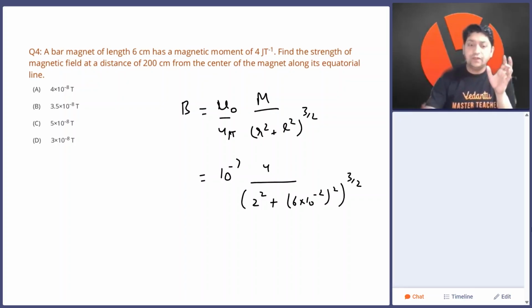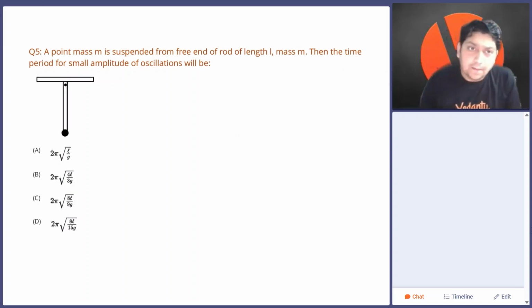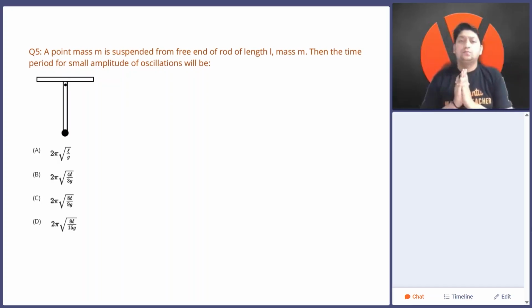Okay, let's move to the next question, and the next question in front of you is this. A point mass m is suspended from the free end of a rod of length L, mass m. Then the time period of small amplitude oscillations will be how much? Now the scenario is a point mass m. See over here, this is the point mass having mass m, and this is the rod of length L, and its mass is also equal to the point mass, right? And its mass will be acting at the center of mass of the rod.